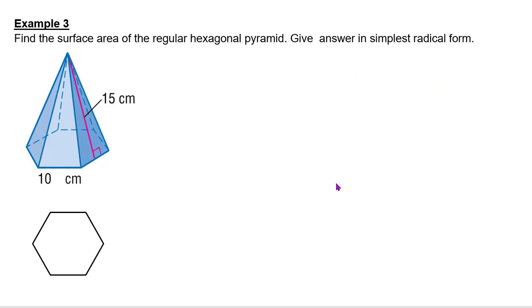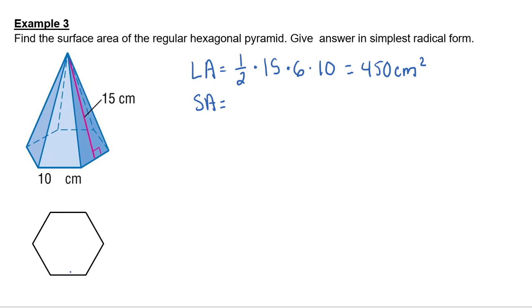Surface area of the regular hexagonal pyramid. Okay, so let's first find our lateral area. 1/2, they give me the slant height is 15, times the perimeter of the base. It's a hexagon, so I have 6 sides. They're each 10 centimeters. So my lateral area is 450 centimeters squared. Now I need to find my surface area. Each one of the sides of my base is 10.